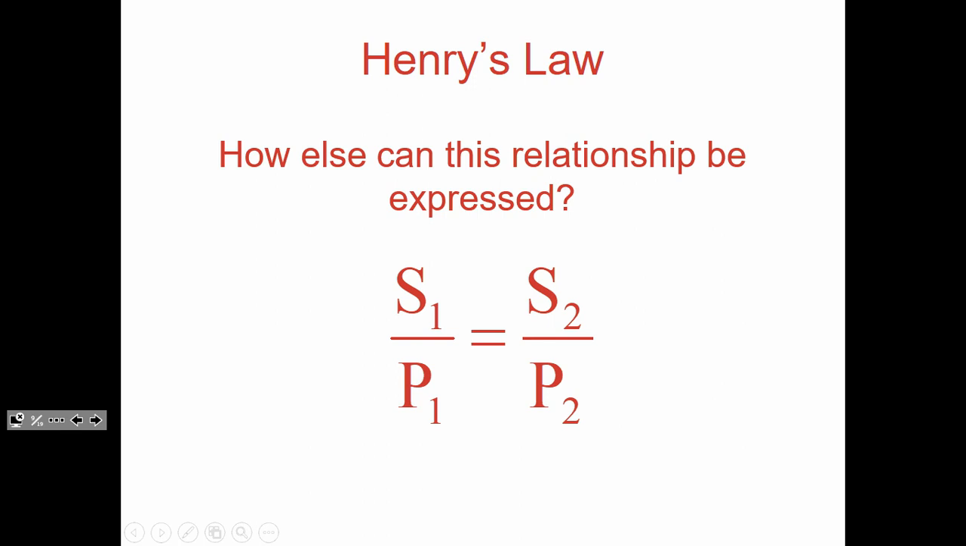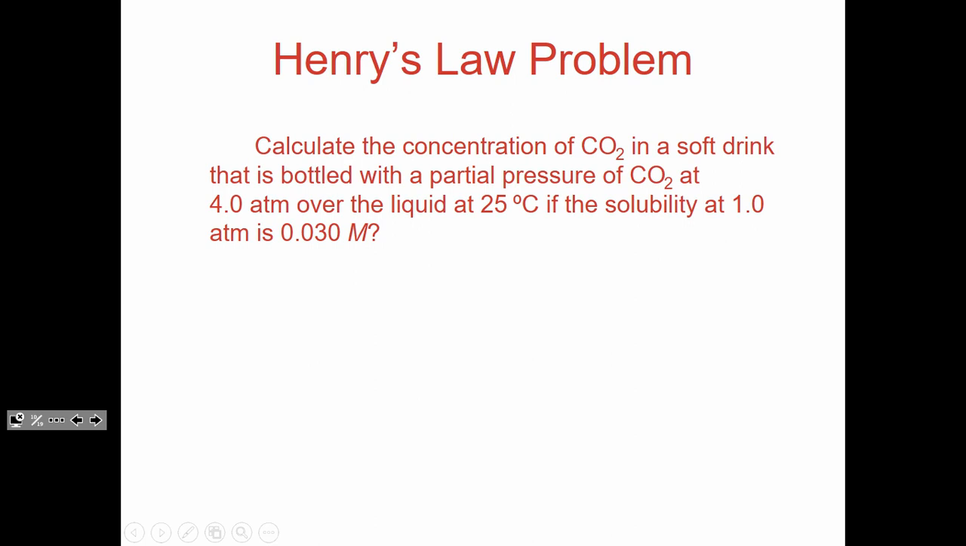So if we know the solubility at a given pressure and we increase the pressure above, we can calculate the new solubility of the gas in the liquid. And you should be able to solve Henry's law problems from this type of situation as well. So calculate the concentration of CO2 in a soft drink that is bottled with a partial pressure of CO2 at 4.0 atmospheres over the liquid at 25 degrees Celsius, just room temperature, if the solubility at 1 atm is 0.030 molar. Not very soluble.